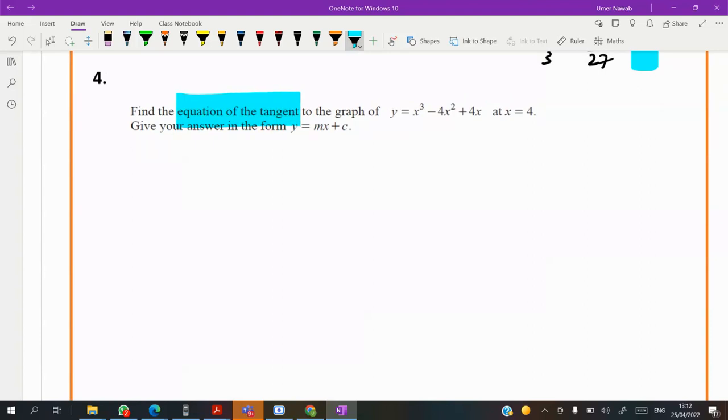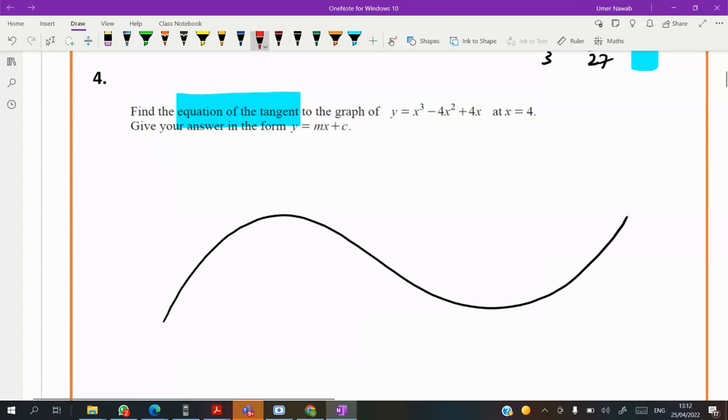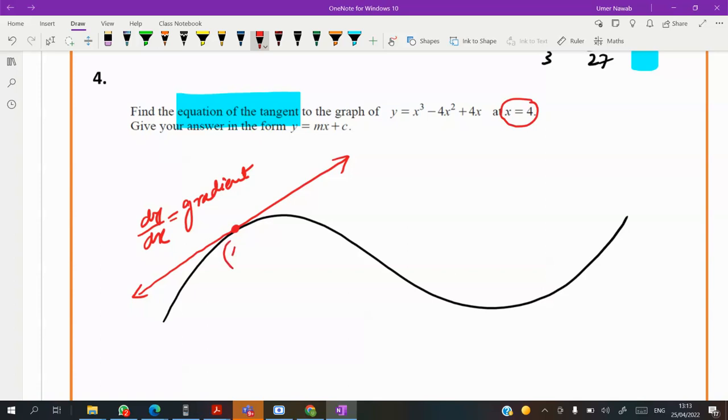Don't worry, boys. Didn't I tell you that when you have a curve, the tangent at any point on the curve, we can find its equation? How? To find the equation of a line, you need the gradient first. And you know the gradient is dy by dx. So if you know the gradient at any point, suppose he said the gradient at x equal to 4, the x coordinate is 4, and the y coordinate is not a big deal. We can substitute into the original equation to get the corresponding y coordinate.